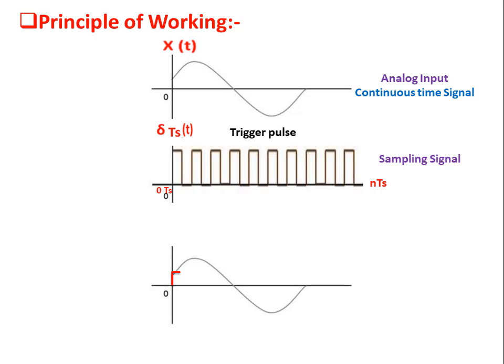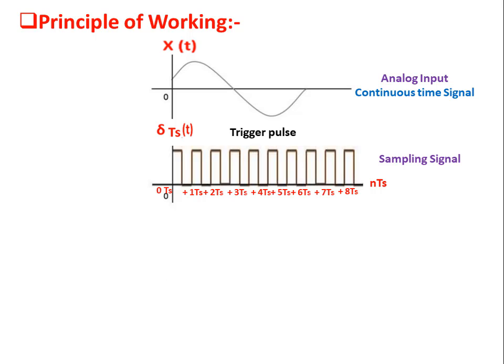When the sampling switch G1 is open, the capacitor holds the charge, and in the meantime the discharge switch G2 is closed to discharge the capacitor. Similarly, for the next trigger pulse at 1 Ts seconds, the sampling switch G1 is closed for this short duration Ts, and the capacitor charges up to a voltage equal to the amplitude of the input signal x(t). When G1 is open, the capacitor holds the charge. In the meantime, the discharge switch G2 is closed to discharge the capacitor.